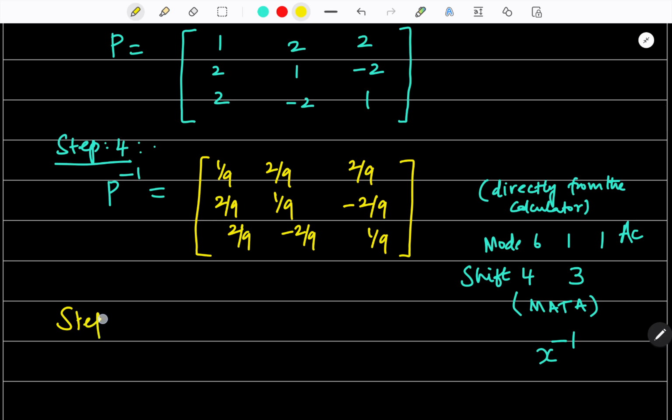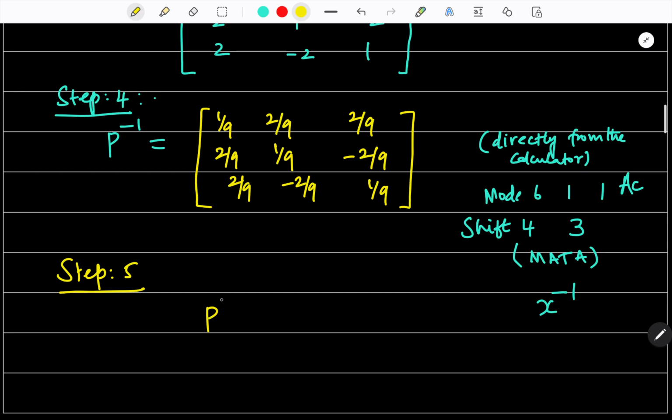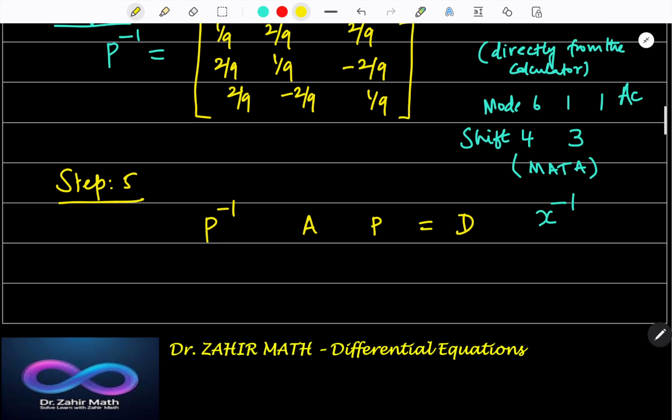Now we are going for step number 5, right? What is your step number 5? Step number 5 is P inverse AP. You need to get a diagonal matrix. P inverse we just calculated. Let me write from here.